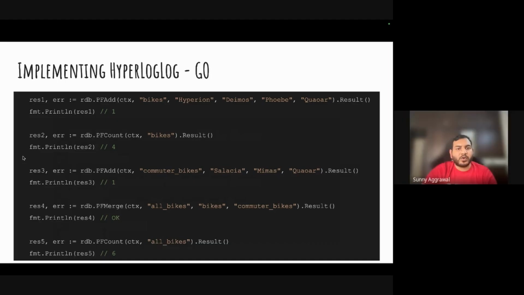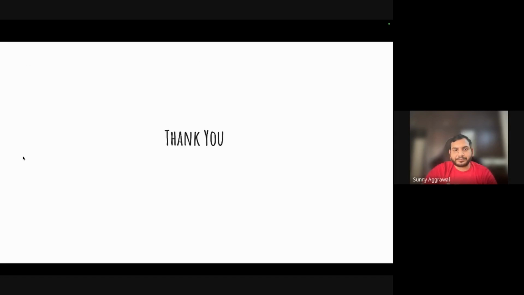This is the equivalent Golang implementation of the previous Redis CLI. So basically, the Redis client has these methods: PFADD, PFCOUNT, and PFMERGE, and you can use these SDK methods to manage the data on sets and get the counts. It's a fairly simple implementation. So yeah, that was all about HyperLogLog and the history, how it was developed as an approximation algorithm.